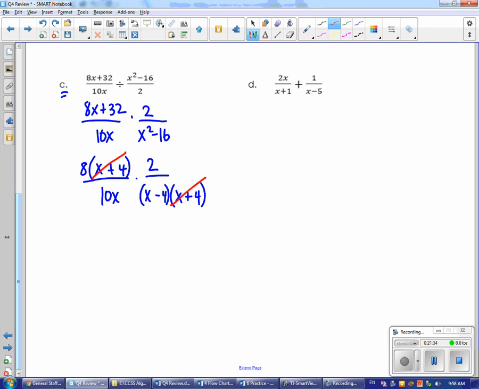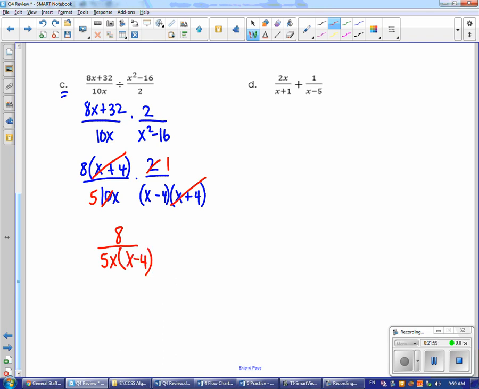And I can see that 2 goes into 10 evenly. 2 goes into itself one time, and it goes into 10 5 times. So if I think about what's left in my numerator, I just have an 8. And in my denominator, I'm going to have a 5, actually I have an x in there too. I have a 5x times x minus 4.